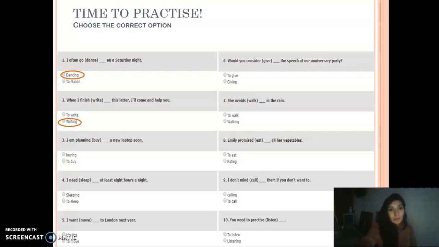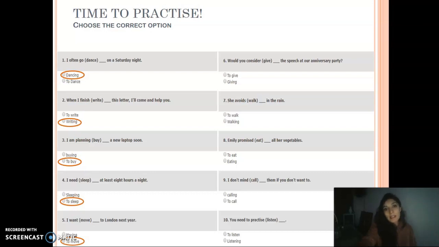I'm buying or to buy a new laptop soon. So the answer is to buy. I'm planning to buy a new laptop soon. Then we have, I need sleeping or to sleep at least 8 hours a night. We need here an infinitive, and so the result is I need to sleep at least 8 hours a night. I want moving or to move to London next year. As you know, want accepts infinitive, so the answer is I want to move to London next year.